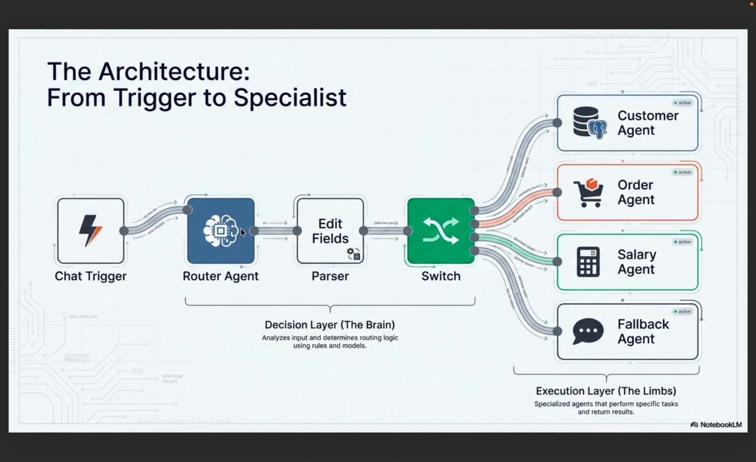The purpose of this router agent is to decide how to route the particular request to different agents. Here we can see the different agents: the customer agent, order agent, salary agent, and a fallback agent. Based on the user request, the router agent will decide to which agent the request has to be routed. If something is related to the customer, it will go to the customer agent. If it is related to the order, it will go to the order agent, and if it is for salary, it will go to the salary agent, and otherwise it will go to the fallback agent.